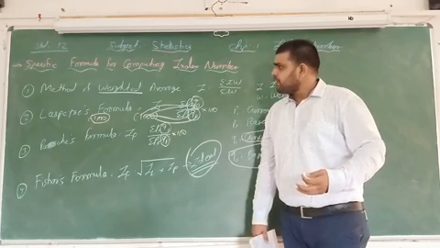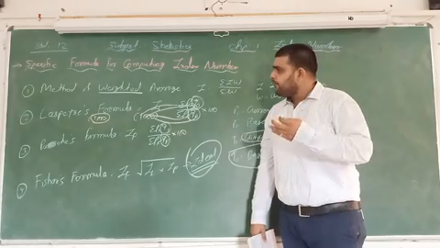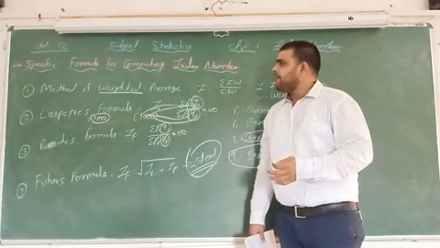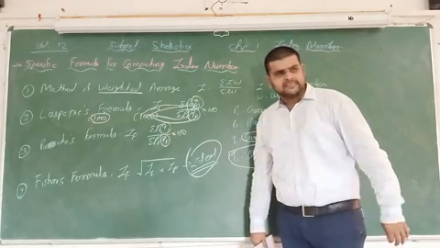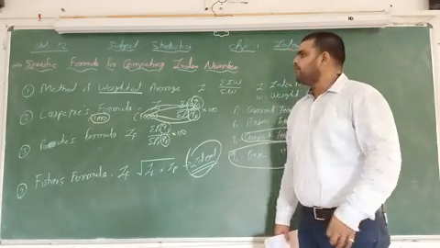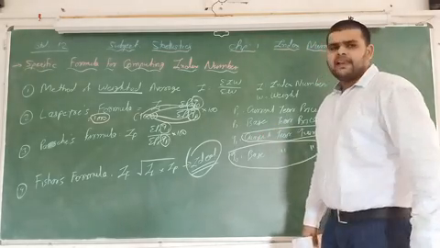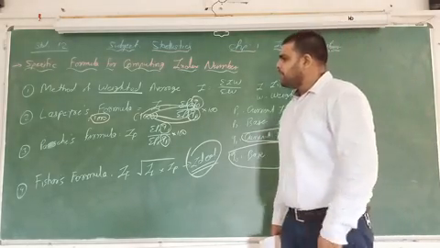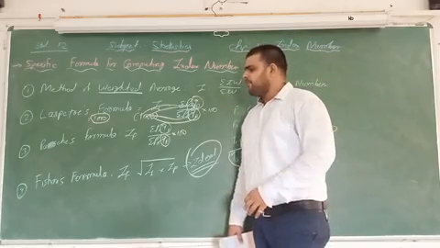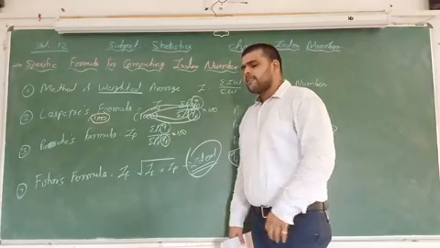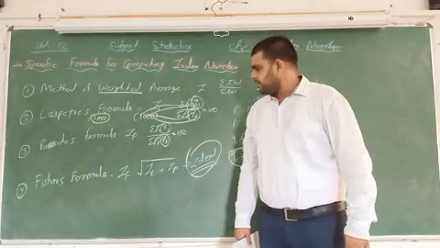So here, friends, four formulas are there to find out a specific formula for computing index number. Number one, that is weighted average method. Number second, Laspeyres' formula. Third number, Paasche's formula, and fourth but not the least, that is Fisher's index number.